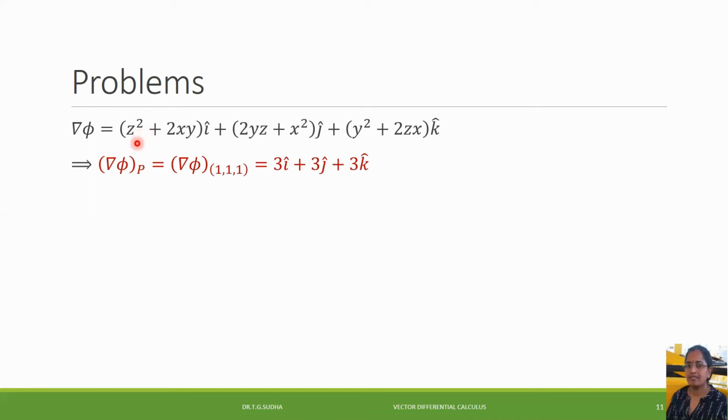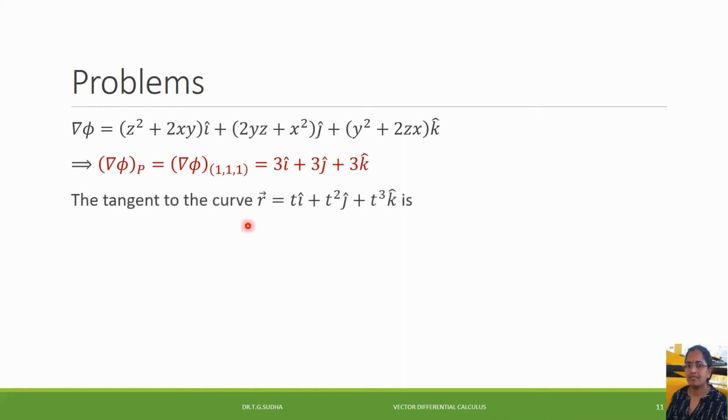So when we put z equal to 1 and x and y equal to 1 here, we get 1 plus 2, that is 3i. Next here we get 2 plus 1, that is 3j. Here we get 1 plus 2, that is 3k. So del phi at P is 3i plus 3j plus 3k.